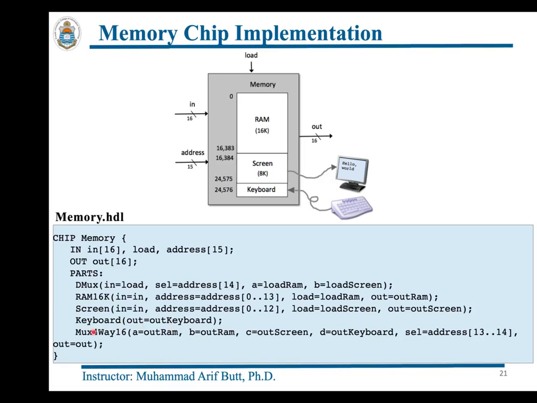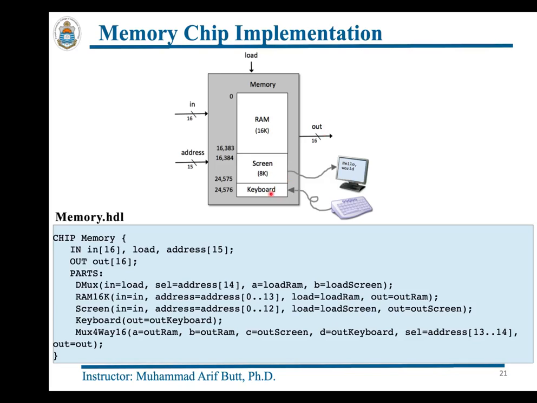And finally, we have the keyboard and this Mux4Way16 chip, which will decide which out of these three chips, RAM16K, screen and the keyboard, should be allowed to place their 16-bit outputs on the actual 16-bit output of this overall memory chip. So we have this Mux4Way16 somewhere over here, which will decide whether to write the output of this RAM, this screen, or of course this keyboard over here. Although this keyboard is not to be written.